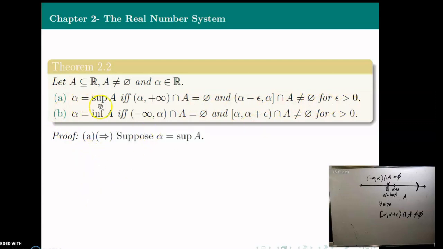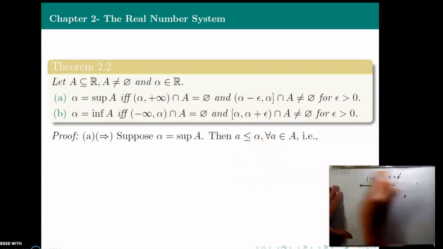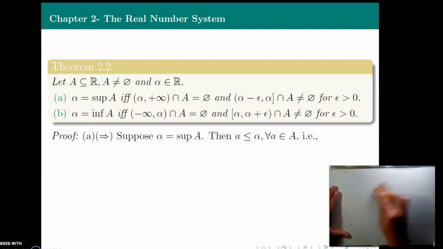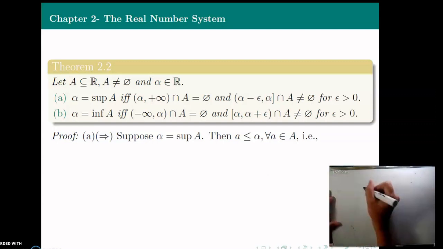So suppose this is our assumption. We have alpha is the supremum of A. So by the definition of the supremum of A, alpha is greater than or equal to any element of A, any element of the set.